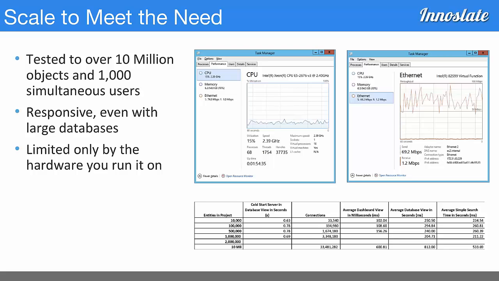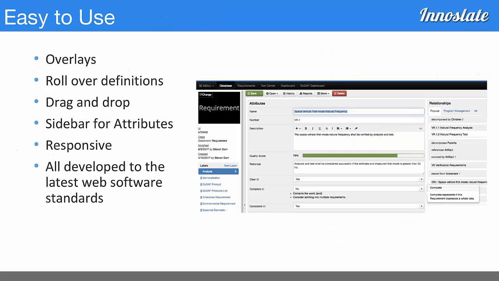Scale to meet the need. Of course, the scalability we thought was very important. We've tested our enterprise version up to 10 million objects and 1,000 simultaneous users for the entire database, of course. We suggest that you work projects at a smaller level just because it's easier to manipulate and work with the information yourself. Of course, it's responsive even with large databases. Some of the patterns we're showing up here show responsiveness. And of course, you're limited mostly only by the hardware you run it on and the browser you use. And so understand that sometimes you may want to increase the memory on your browser, and that's available as well, and we can help you with that if you have problems.